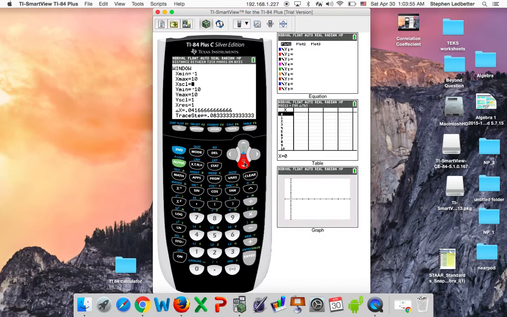I'm going to scroll down here to Y min. I'm going to make it a -1. And I can leave it at 1, I can make it 0 or whatever. I just like a little room so I can see my x-axis and my y-axis. Alright, my y max was a 56 when I typed in the data, so I'm just going to put 60. And let's count by 5s. Do a scale of 5.